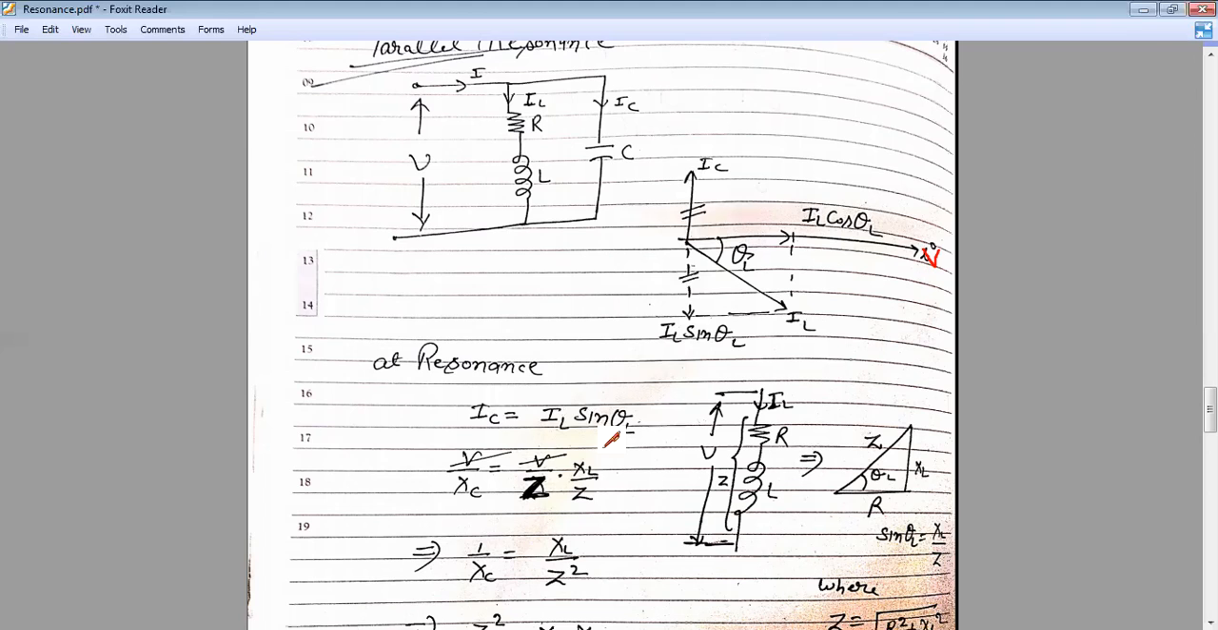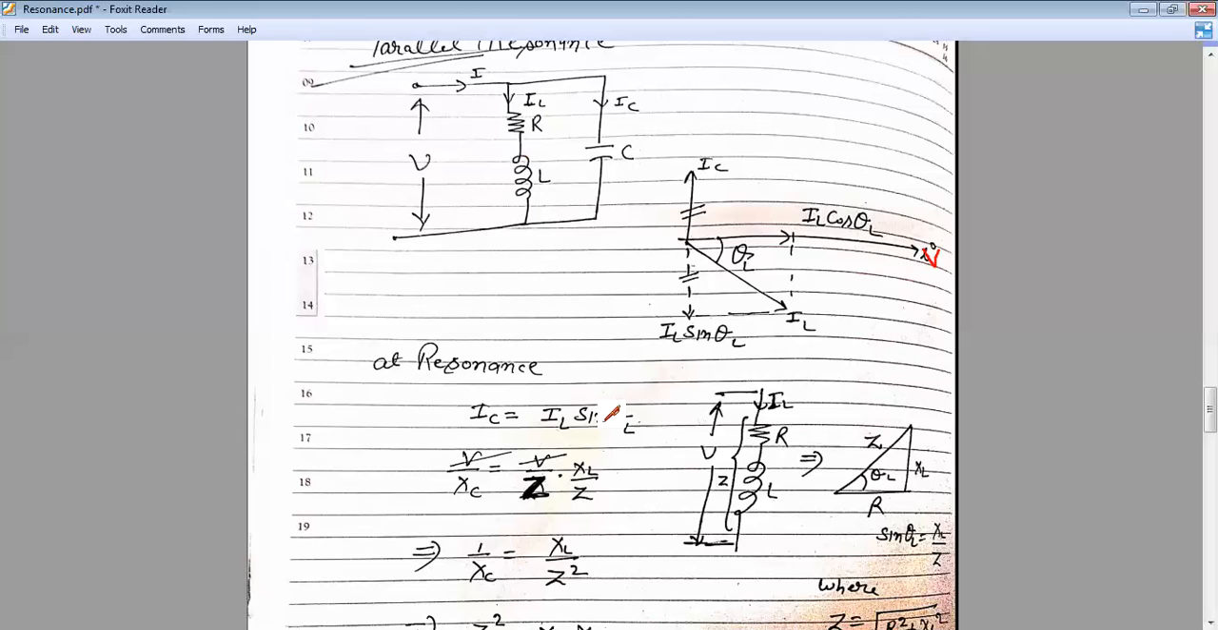Now we will put in the values of IC and IL. What is the value of IC? IC is the supply voltage upon the reactance offered by the capacitor, that is XC. So IC is V upon XC. Similarly, what is the value of IL? IL flows in the series branch R and L, so IL equals V upon the impedance of the series branch, V upon Z.